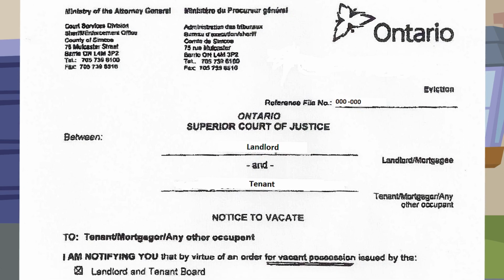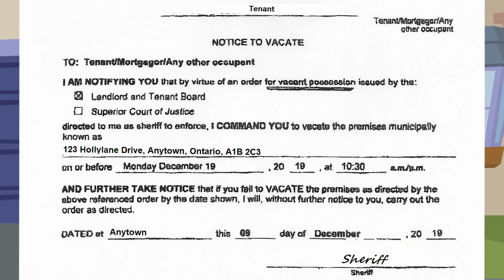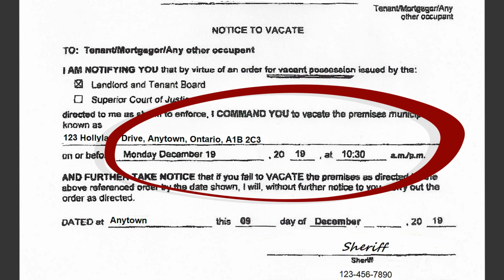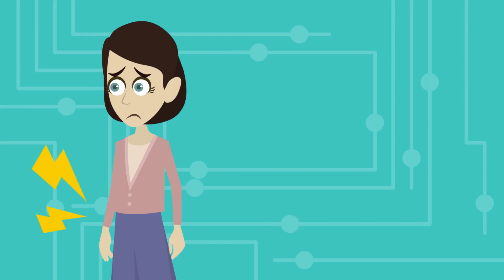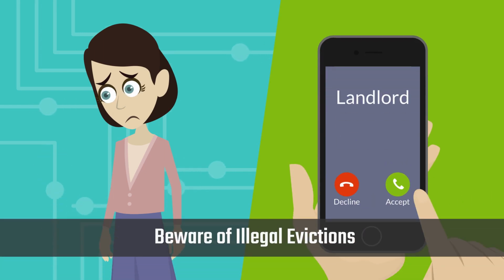If your client does get one of these notices, it will tell them the approximate date and time of the eviction. This can help them prepare and protect their belongings. But sometimes a landlord might not follow the legal process. So let's take a look at some common issues that might come up if your client's landlord is trying to evict them illegally.